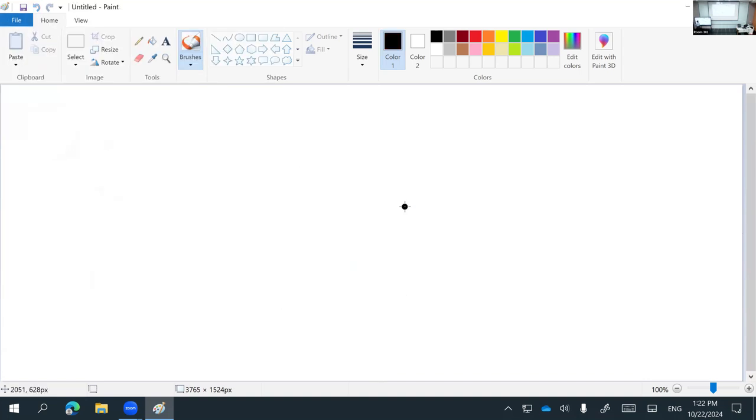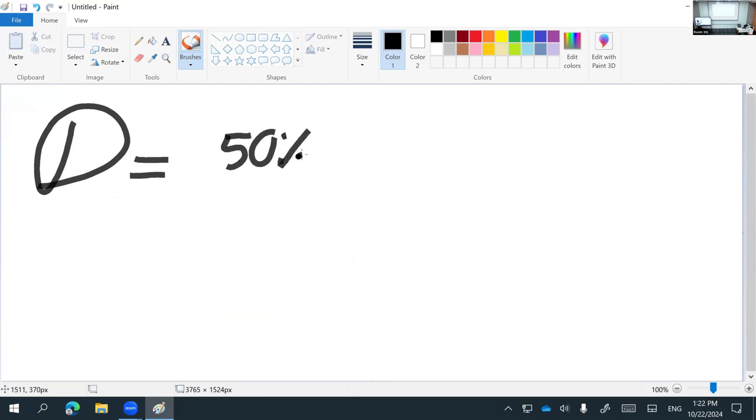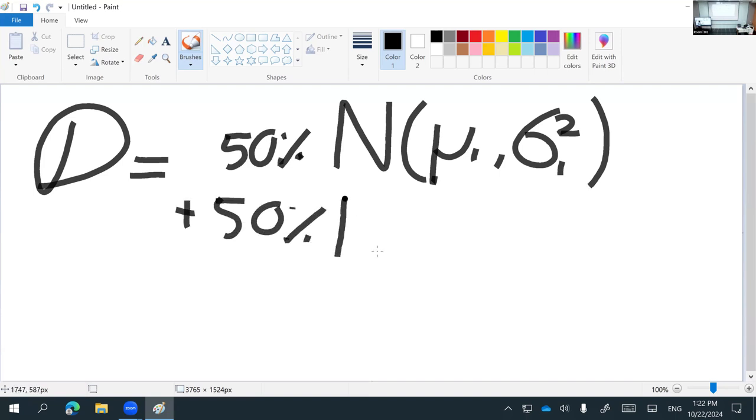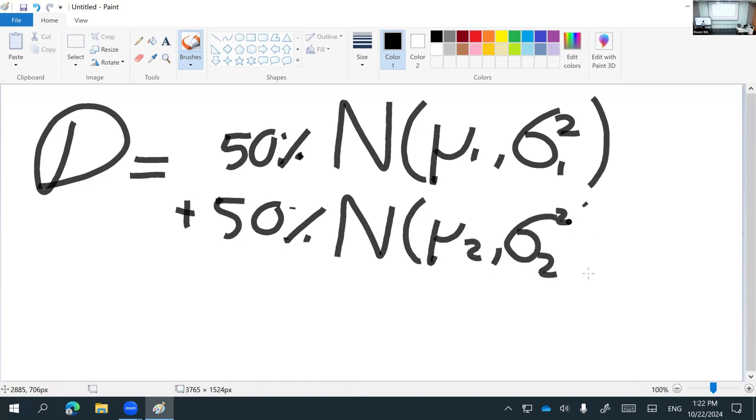For example, this distribution is equal to 50% normal with mu 1 and sigma 1 squared, plus 50% normal with mu 2 and sigma 2 squared, or sigma 2. Does this make sense? Right? So for example, let's say this is 0 and 1. So I have this one, 0 and 1.